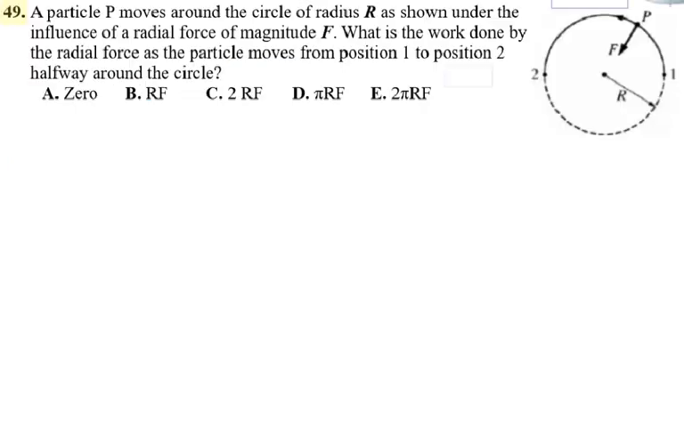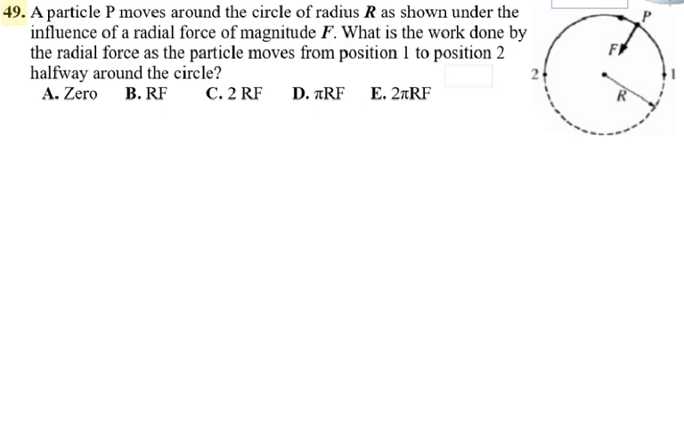So that would be the answer for the second one, when the spring is not attached to the bottom of the loop. Here's another question that is interesting, and I wanted to look at with you. A particle P moves around this circle with a radius r, as shown, under the influence of a radial force of magnitude F. What is the work done by the radial force as the particle moves from position 1 to position 2, halfway around the circle?